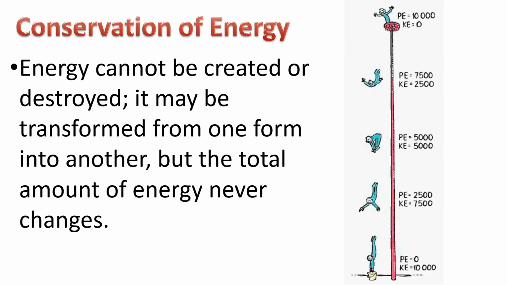Now, we will talk about the conservation of energy for this experiment. It says that energy cannot be created nor destroyed. It may just be transformed from one form into another, but the total amount of energy never changes in our system. As the object moves downward, some of the potential energy is converted to kinetic energy until the object reaches the ground. Before it touches the ground, the potential energy is 0 and the kinetic energy is at its maximum. So the energy is just transformed from one form into another form.